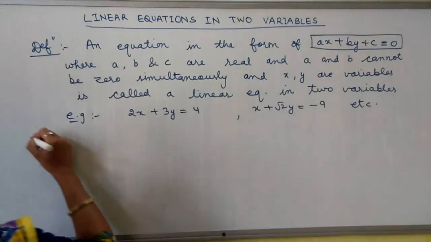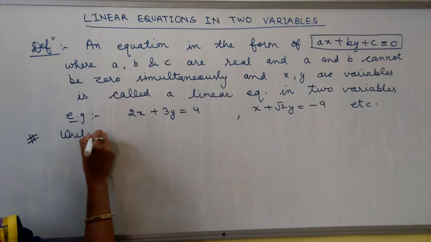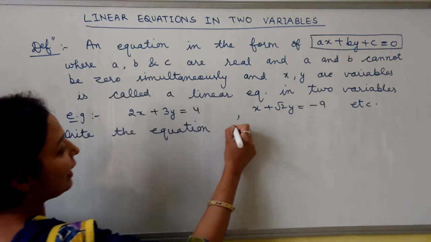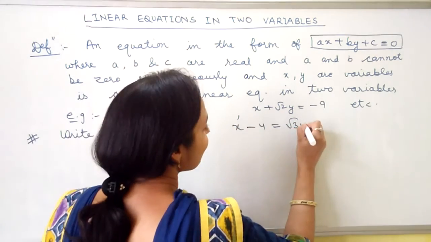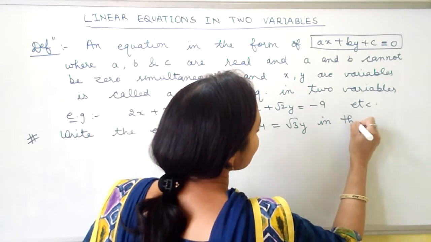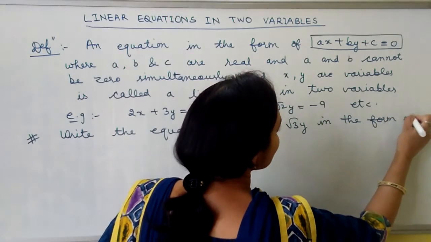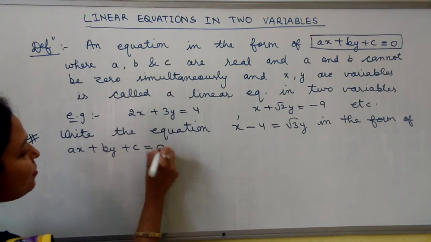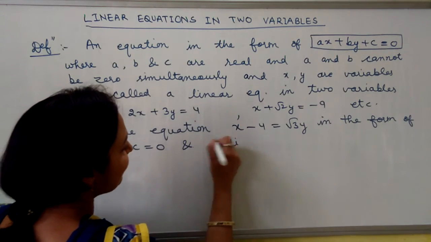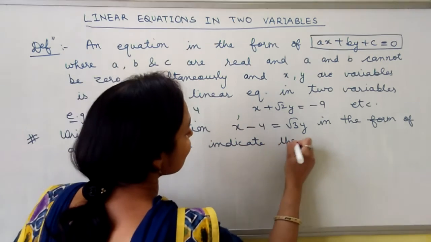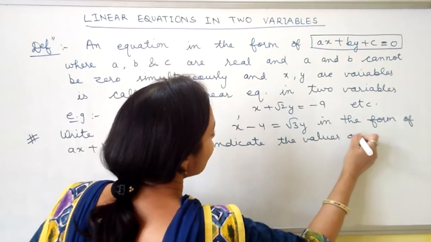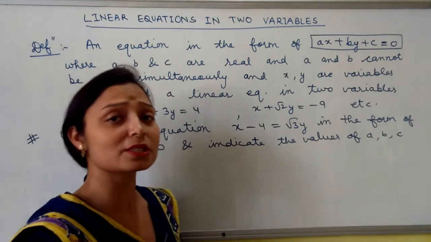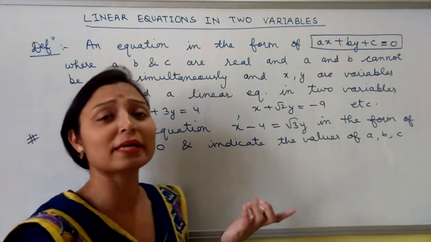Now one question from your NCERT: write the equation x minus 4 equals to root 3y in the form of ax plus by plus c equals to 0 and indicate the values of a, b and c. So how can we solve this question? This question is very easy and this is a basic question.